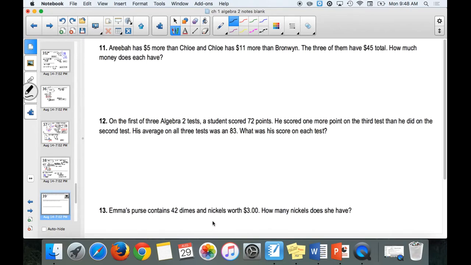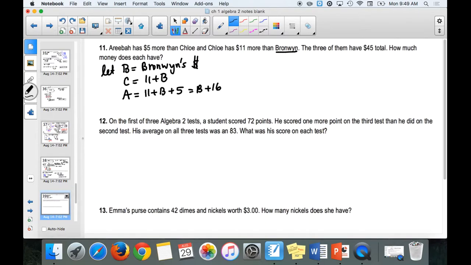So when I say more than so-and-so, and then I say more than so-and-so, I'm going to go with Bronwyn as being the person that I'm making my variable. So we're going to let B equal the amount that Bronwyn has, in dollars. All right, so if B is Bronwyn, what's Chloe? 11 plus B, or B plus 11. And what's Ariba? 5 more than Chloe, so it's 11 plus B plus 5, which is B plus 16. Do you see how you can kind of organize your thoughts off to the side?